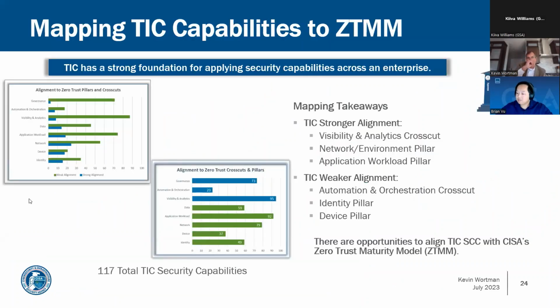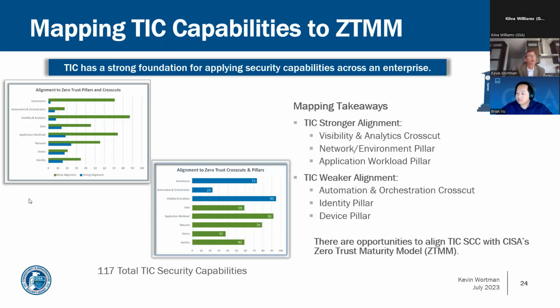And then, like I said, we have several efforts underway since the release of the TIC Cloud Use Case. We're mapping out the TIC capabilities to Zero Trust. The graphs are intended to show you how, so the one on the right is an overall mapping of Zero Trust, TIC security capabilities to the Zero Trust pillars. The top left breaks that down into what we called strong alignment and weak alignment.